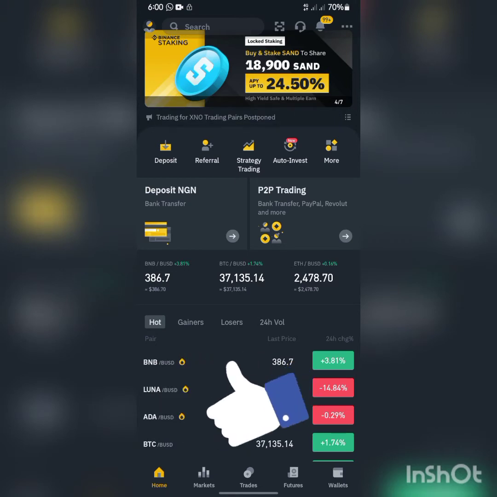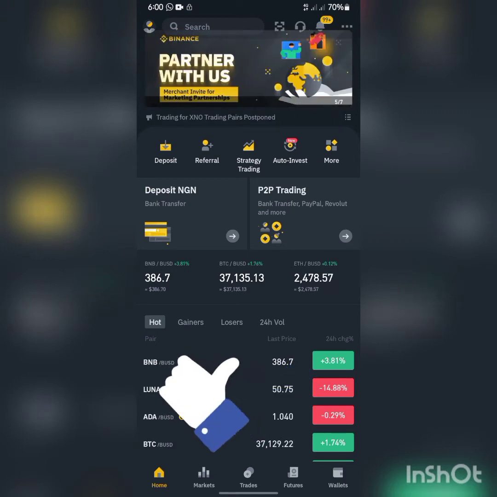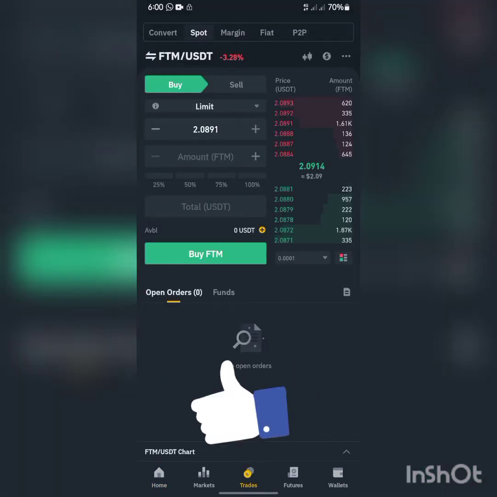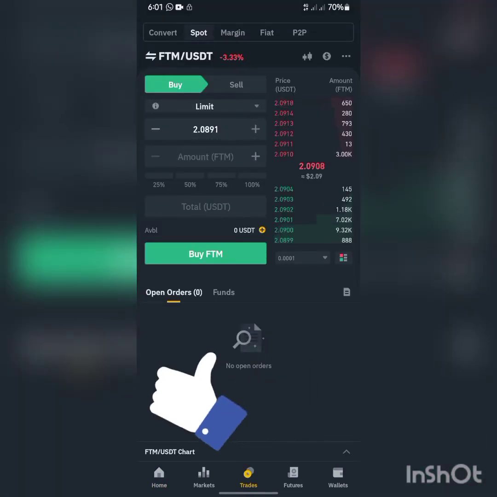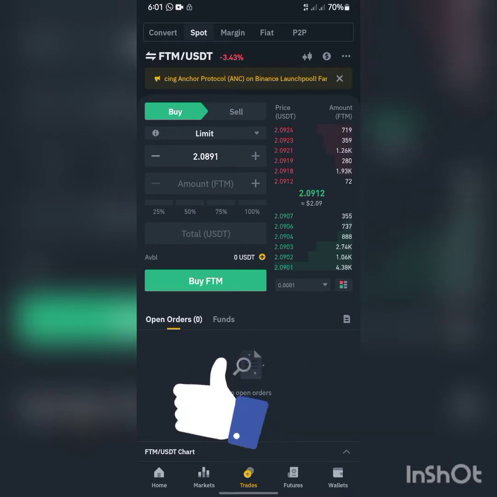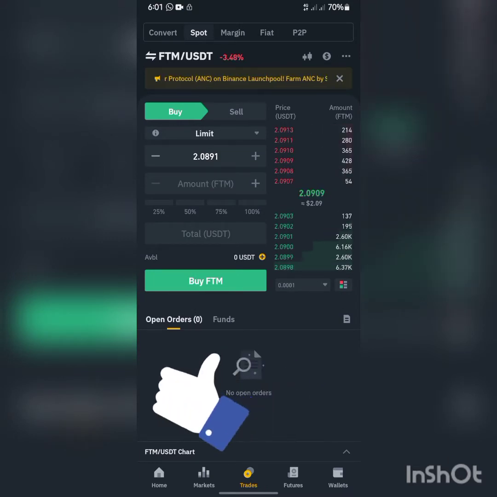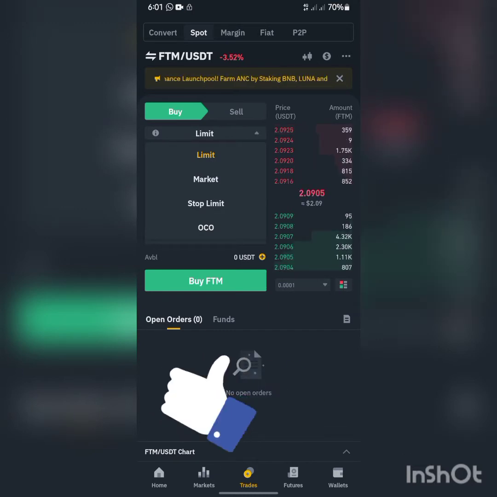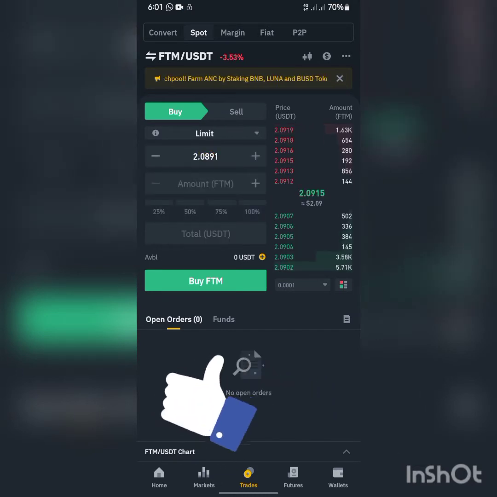Now this is what we have to do. You click on trades, seen below here. When you click on trades, this is what's going to appear. As you can see here, we have limit, market, stop limit, and OCO. I'll be explaining these one by one.